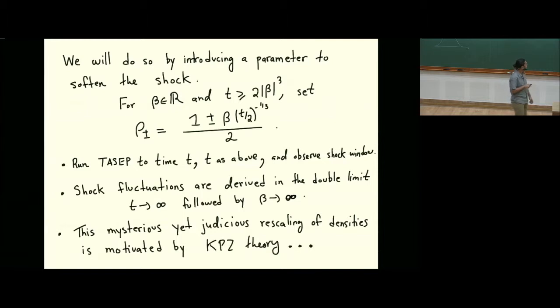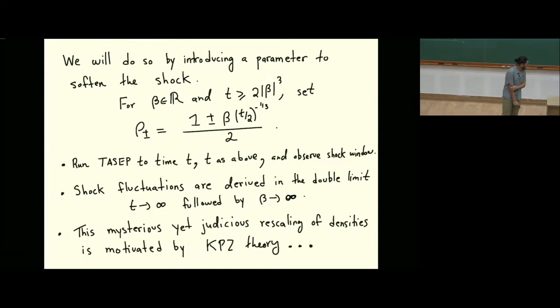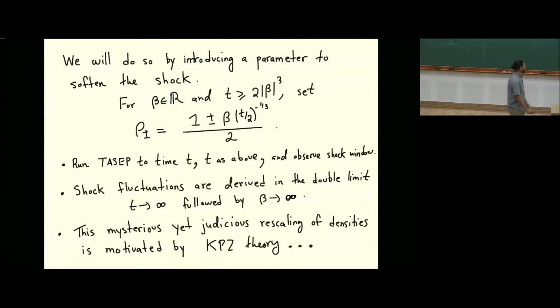Okay? And then you will run the TASEP to time t, where t is this parameter here. And then after having run this to time t, you're going to zoom into that shock window. And you're going to observe fluctuations of the shock as t goes to infinity, keeping beta fixed. And then you will let beta go to plus infinity. So when you do this kind of limit, when you do this kind of degeneration, you get more structure, at least in the correlation functions. So this is where integrability comes in, and this is a conference on integrability.